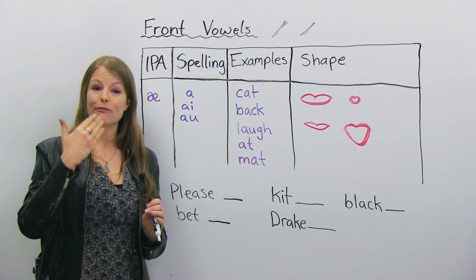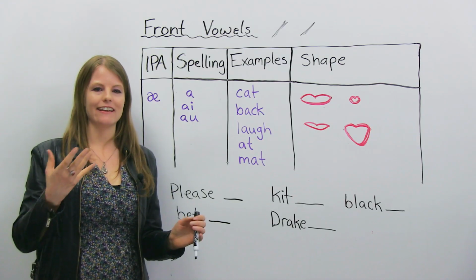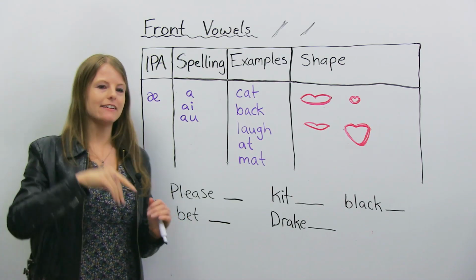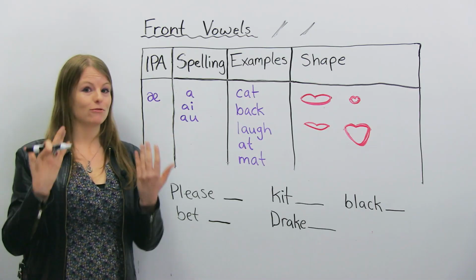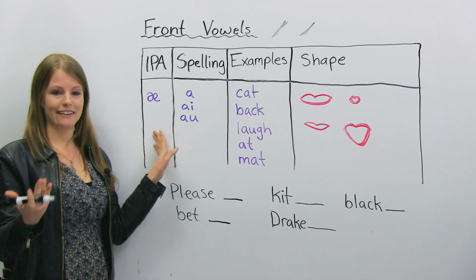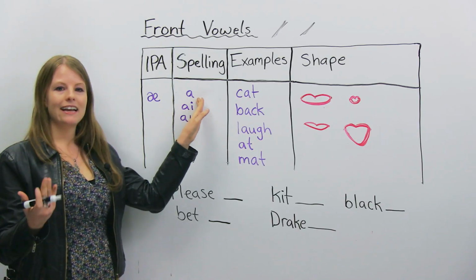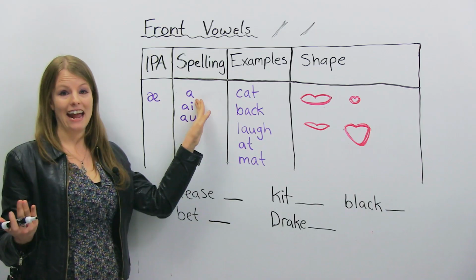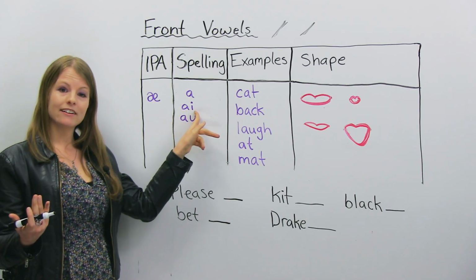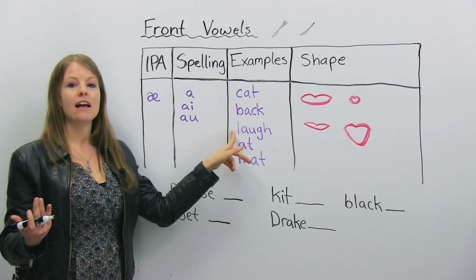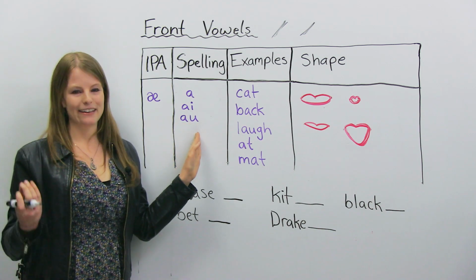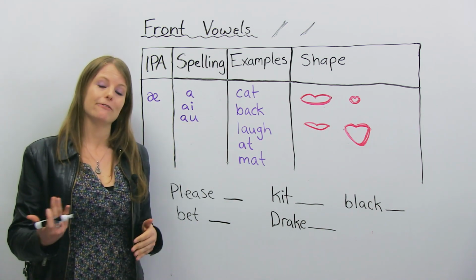So notice your mouth for each of these front vowel sounds. The main difference is that your mouth starts out small, and then it opens up and up until you get to this sound, where your mouth is quite big. So let's look at some examples of spelling. Usually, ah is spelt with just an A, although there are some words where you might see A and I together, or A and U together, for example, laugh. So this is, again, why sometimes with spelling you can't trust it for pronunciation.